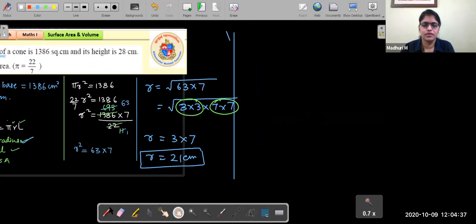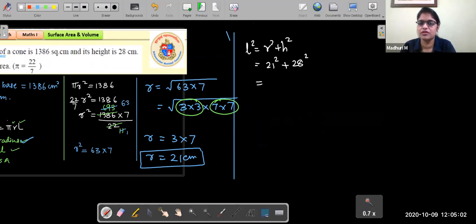So here we solve it. We know L squared equals R squared plus H squared. Remember, you have to learn by heart squares till 25 at least. So 21 squared plus H, height was given, that is 28 squared. See, a number more than 25 has also occurred here. So you can, of course, learn by heart the squares till 30. It will be very good for calculations.